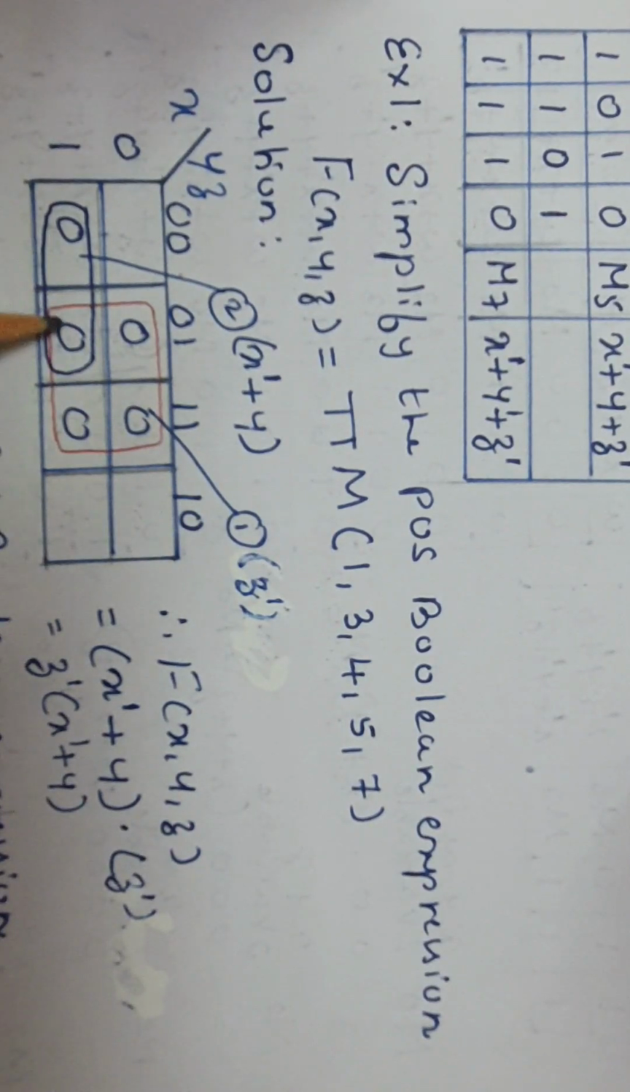So with this one group, 4 zeros are covered. Now we have to cover this. This cannot be made an octet with anybody here. This cannot be made a quad also. But this can be made a pair with this. So these two are adjacent. Why?